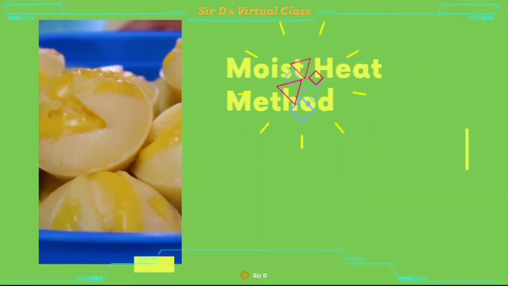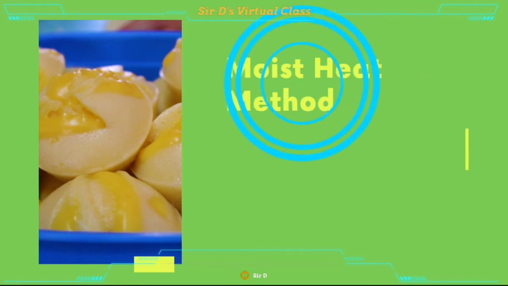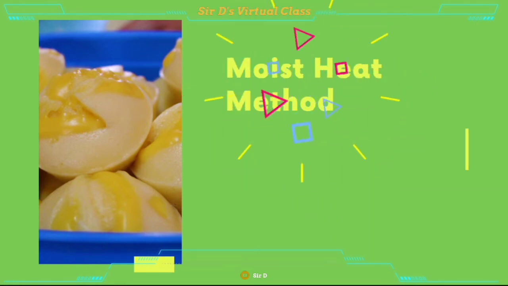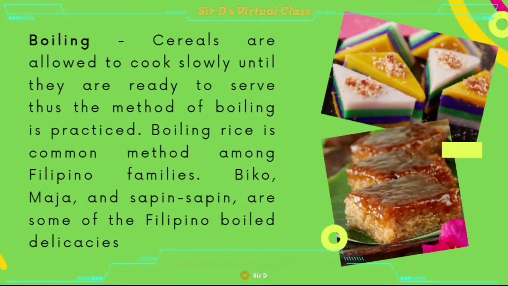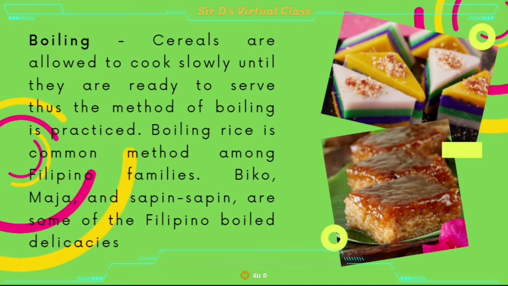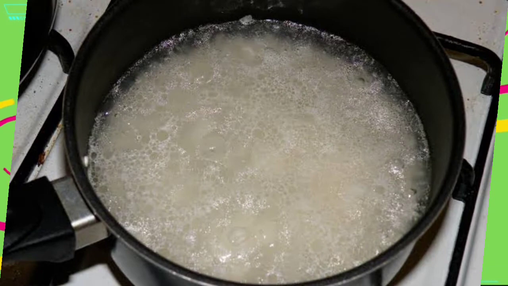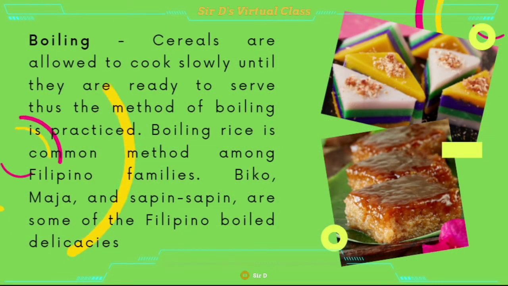Now we have the cooking methods. First is the moist heat method. Boiling. Cereals are allowed to cook slowly until they are ready to be served. Thus, the method of boiling is practiced. Boiling rice is a common method among Filipino families. Biko, maha, and sapin-sapin are some of the Filipino boiled delicacies.